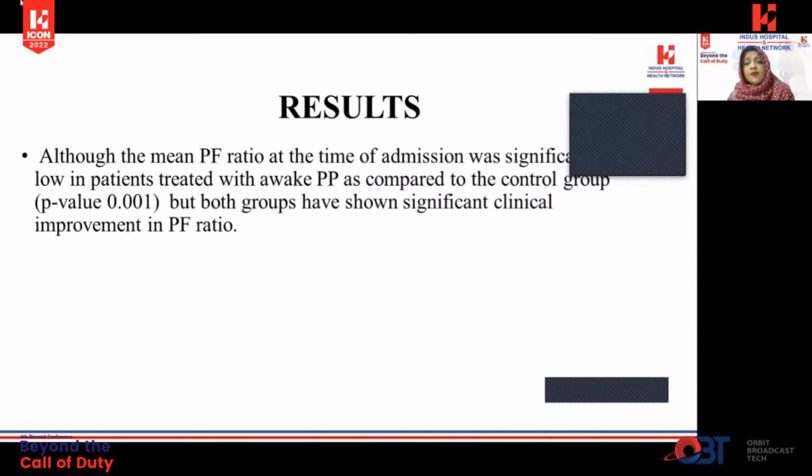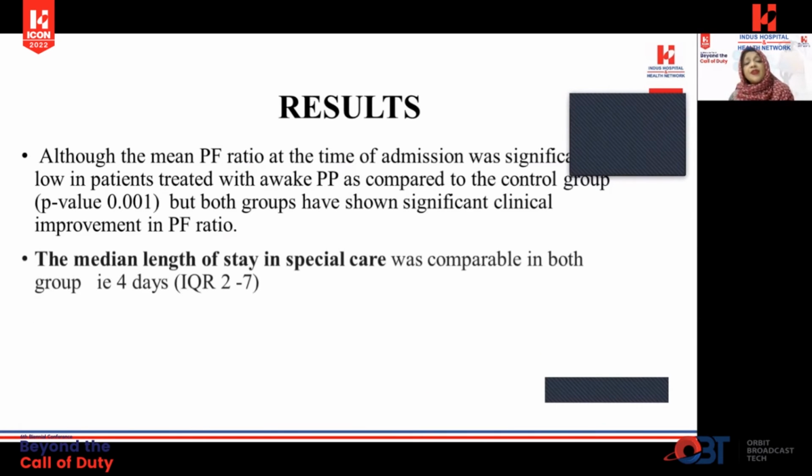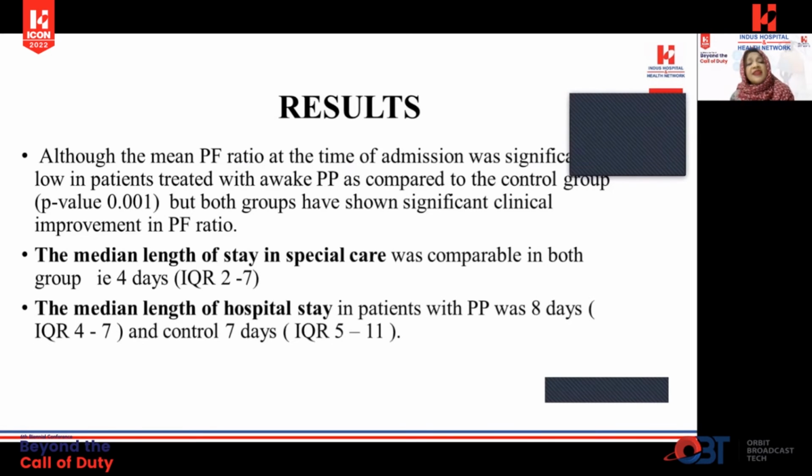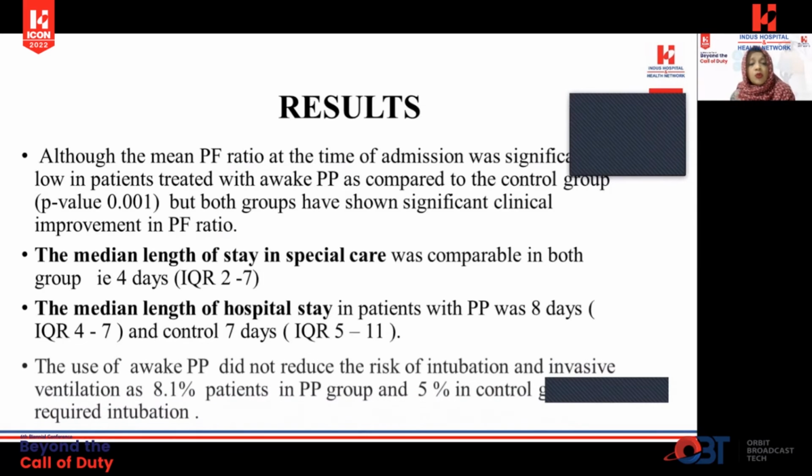Although the mean PF ratio at the time of admission was significantly lower in patients treated with awake prone position as compared to the control group, with the passage of time both groups have shown significant clinical improvement in PF ratio by the time of discharge. The median length of stay in special care was comparable in both groups, that is 4 days. The median length of stay in the hospital in both groups was also comparable, that is 8 days for the prone position group and 7 days in the control group.